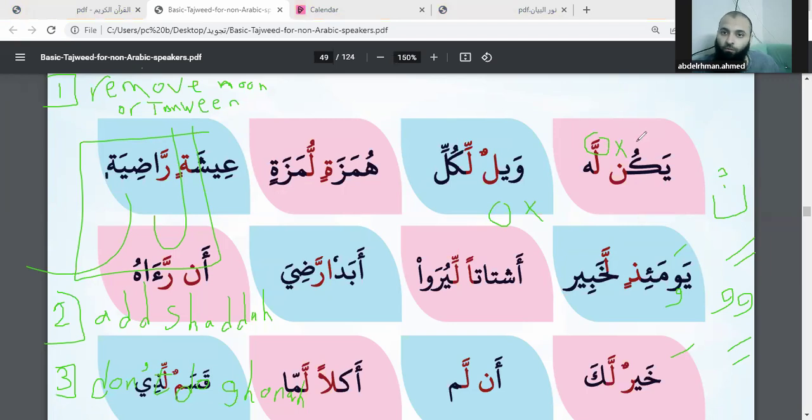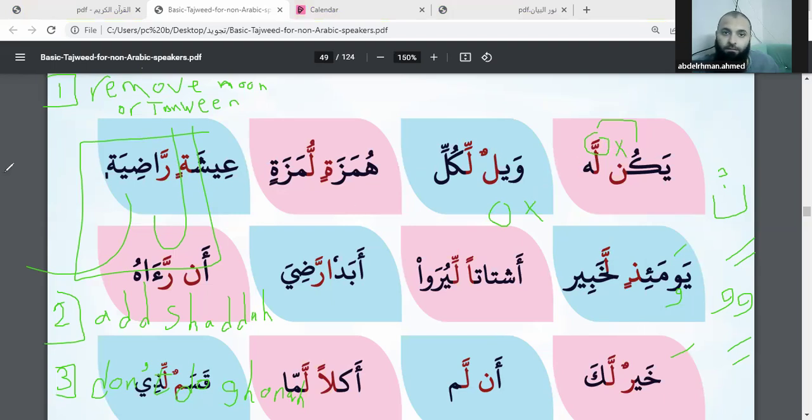So we move from kaf to lam. Ya kullah. Like in Surah Al-Ikhlas, Qul huwallahu ahad, the last ayah, وَلَمْ يَكُنْ لَهُ كُفُوًا أَحَدٌ.